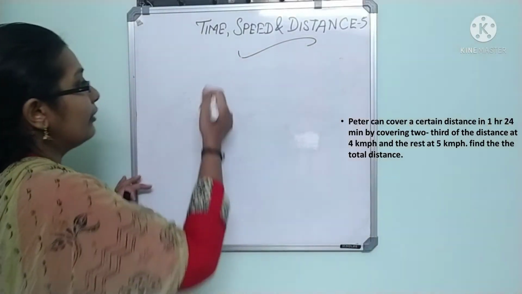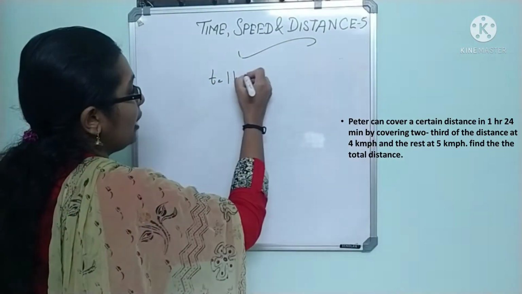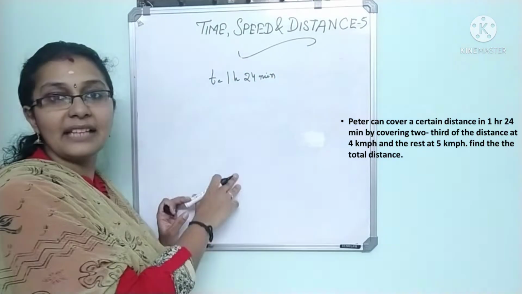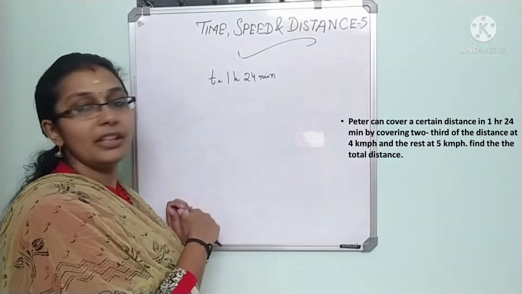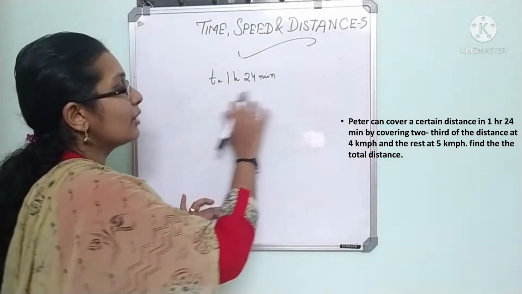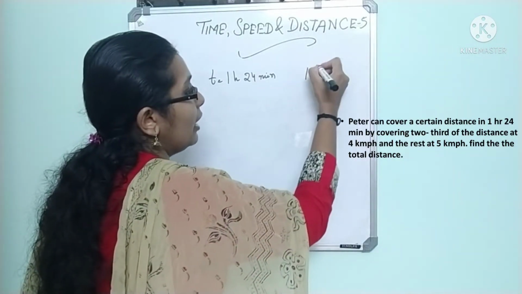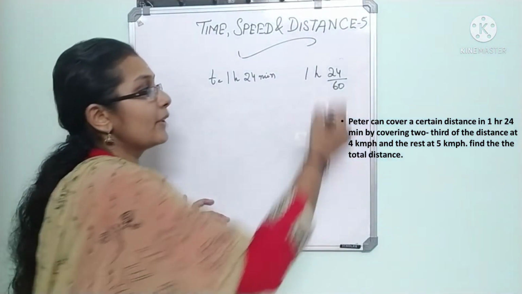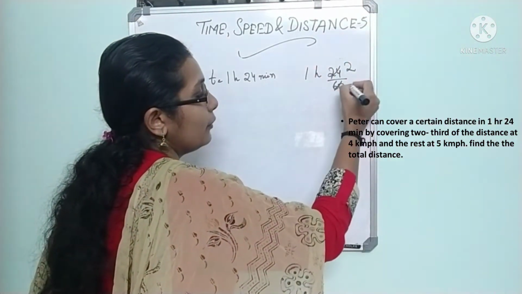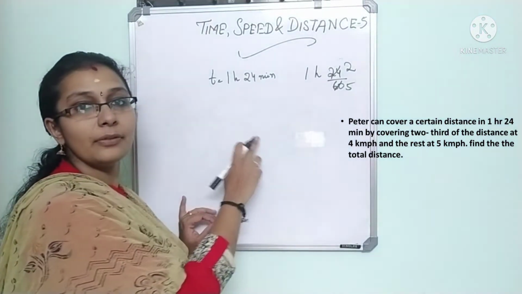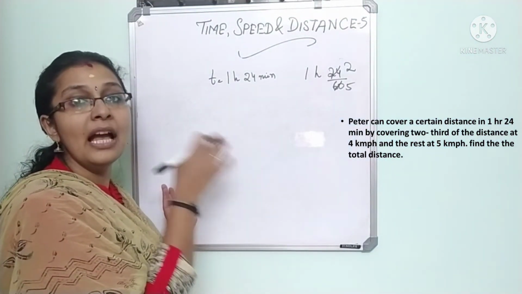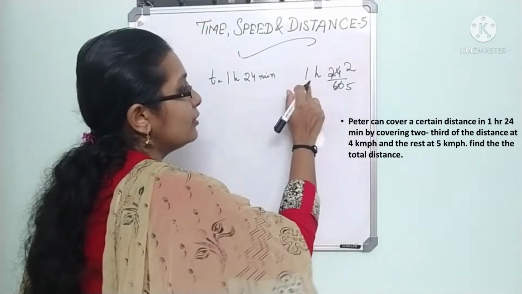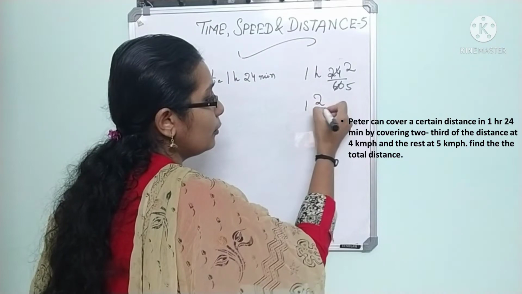So write down the given data. Time is equal to 1 hour 24 minutes. First we have to convert everything into hours. We have to convert it into a single unit. So how will you convert minutes to hours? 1 hour and 24 divided by 60. Clear? So when you cancel, 12 2s are 24, 12 5s are 60. The detailed explanation of converting minutes to hours and hours to minutes I have given in the first session. So those who have missed, watch that and come. So 1 hour 24 minutes is 1 and 2/5 hours.